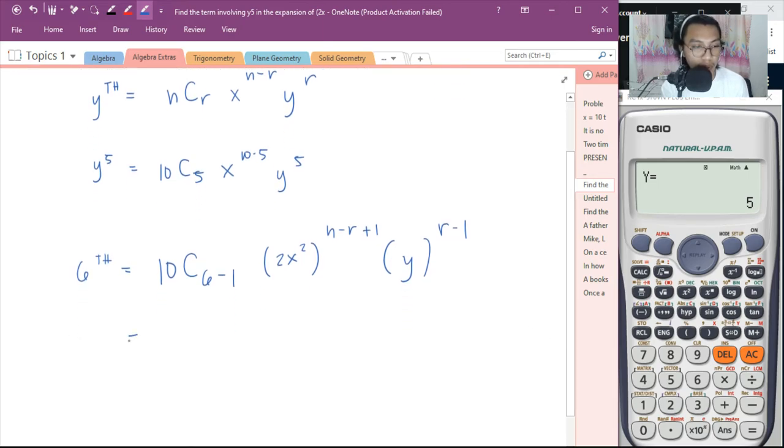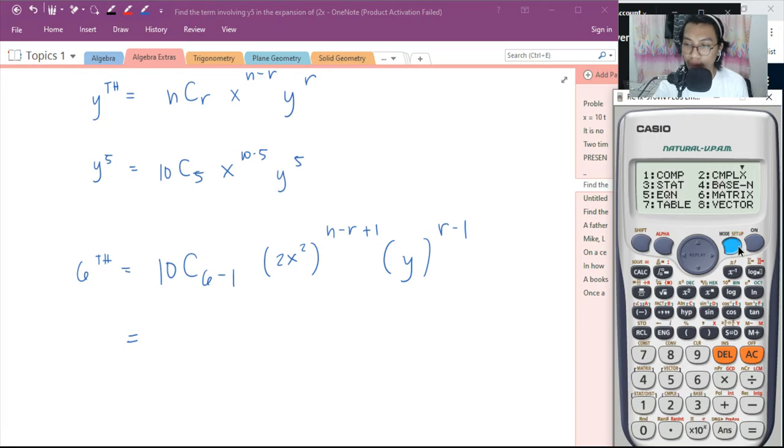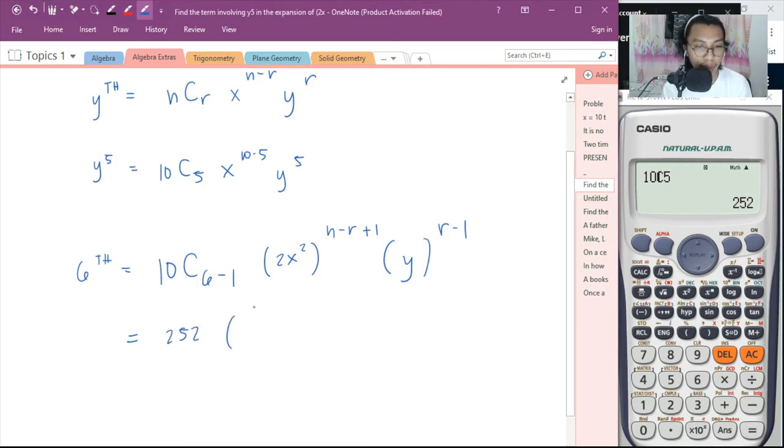Okay. So, 6th term. 10C5. Hanapin mo na dito, mode 1. Okay. Mode 1. Nasaan dito nCr ito? Nasa taas ng division sign. nCr. So, 10, tapos, 5. The answer is 252. 252 multiplied to 2x squared. 2x squared. n is 10 minus 6 plus 1, y raised to 6 minus 1. Okay. 10 minus 6 plus 1, that is 5th. Okay. 252 equal to 2x squared raised to the 5th, y raised to the 5th.